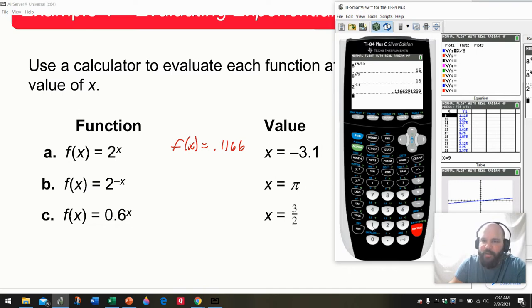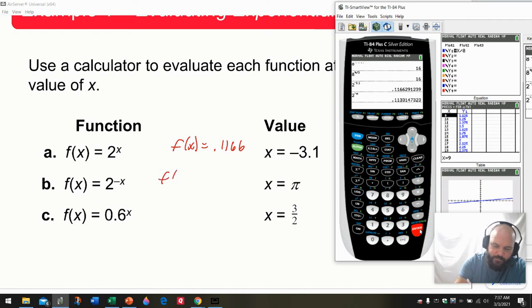Okay, the next one, you can see we have f of x equals 2 to the negative x. So we're going to plug in pi for that one. So once again, we're going to hit 2, then hit the caret. We need to press negative and then the pi symbol, which is right above the caret. So you do want to put the pi instead of the 3.14. It'll be more accurate. And this one, f of x, is equal to 0.1133.